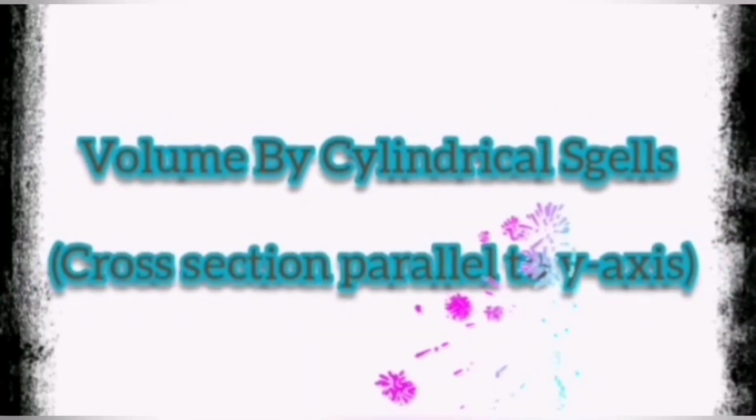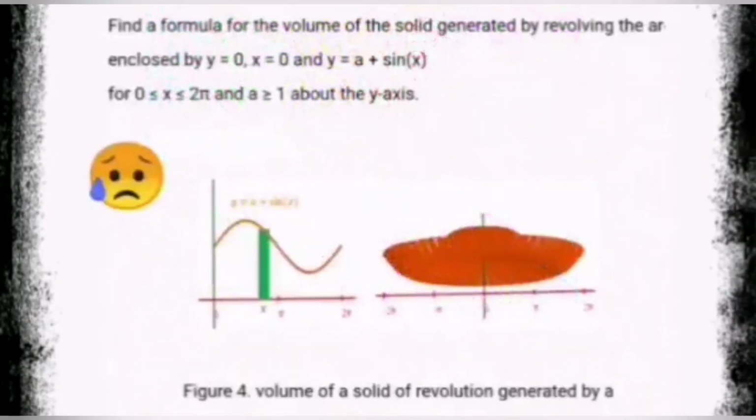Now, let's move to the next question. The question is, find a formula for the volume of the solid generated by revolving the region enclosed by y equal to 0, x equal to 0, and y equal to a plus cx, for 0 less than or equal to x less than or equal to 2 pi and a greater than or equal to 1, about the y-axis. Figure 4 is the volume of a solid of revolution generated by a sine curve around the y-axis.